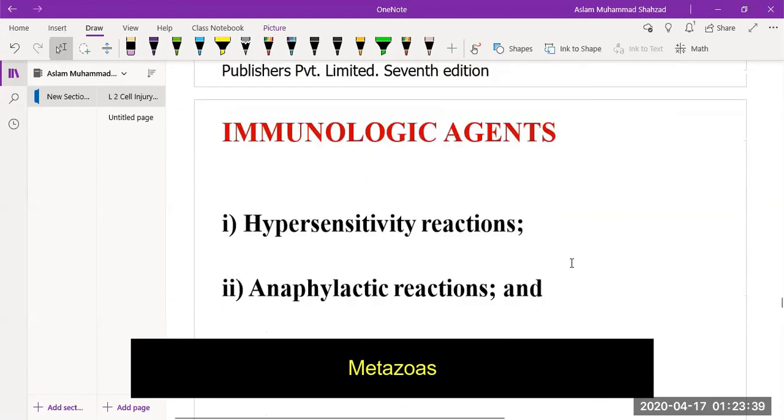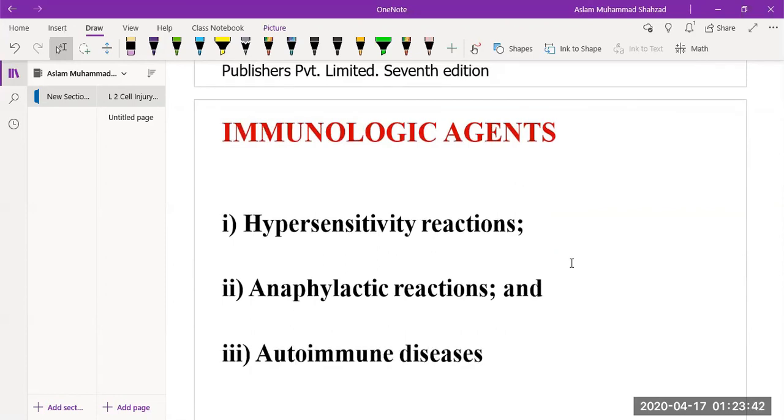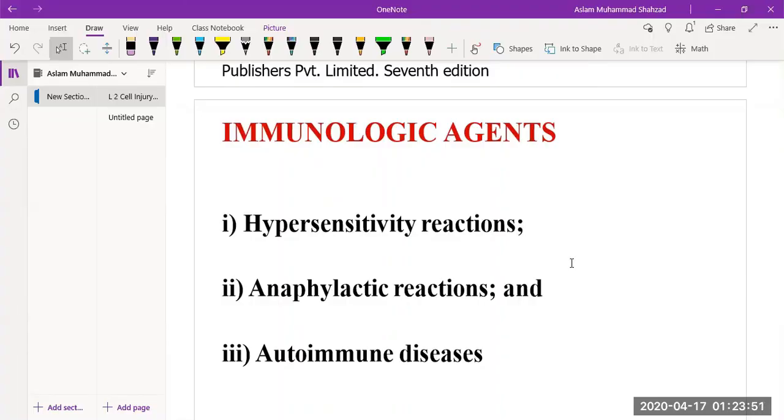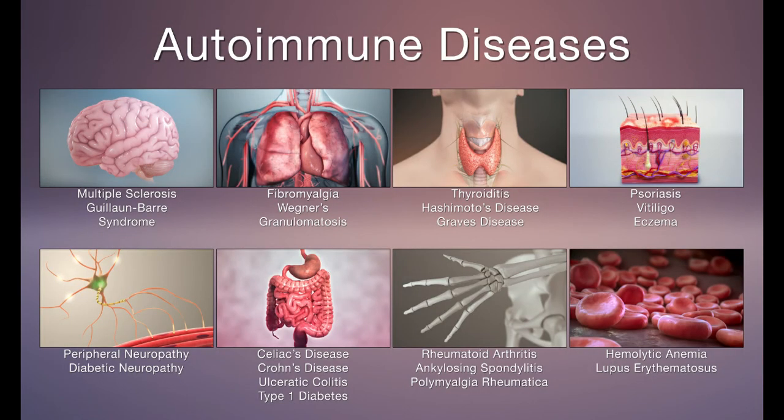Then other microbial agents like metazoa. Then immunological agents such as hypersensitivity reactions. For example, food allergy. Then we have anaphylactic reactions, which are more severe hypersensitivity if prolonged for longer duration, and it is a part of chronic allergy that can lead to cardiovascular complications and respiratory failures. Then we have autoimmune disease, which is responsible for multiple sclerosis and complications of a wide variety of nerve diseases.